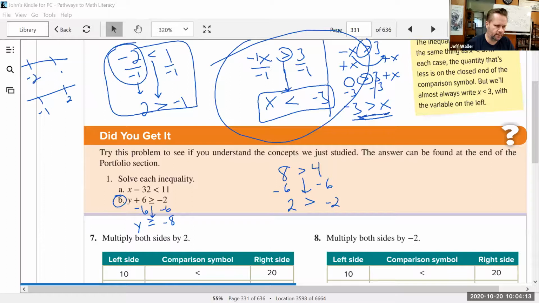Okay. Followed. Say again, sorry. I followed that. Okay, thank you. Let me clear all this away. That's the one thing you have to watch out for. Otherwise, it's the same exact thing as solving equations. But this is the one difference, the one thing to look out for.